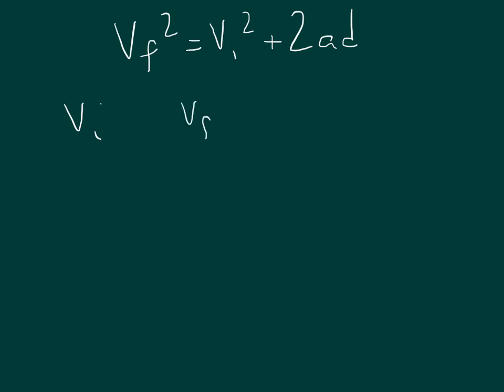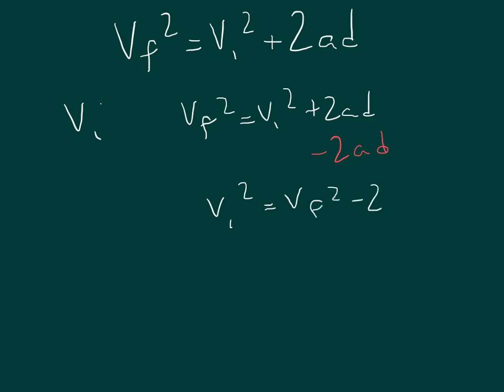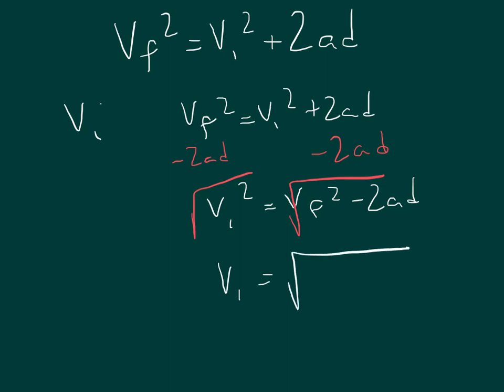Okay, so we have VF squared is equal to VI squared plus 2AD. So the first thing we'll do is get rid of the 2AD. And so now you're going to have VI squared is equal to VF squared minus 2AD. I should have written the minus 2AD there. And then what I'm going to do is take the square root of both sides. And I'm going to be left with VI is equal to the square root of VF squared minus 2AD. So that's the first arrangement.